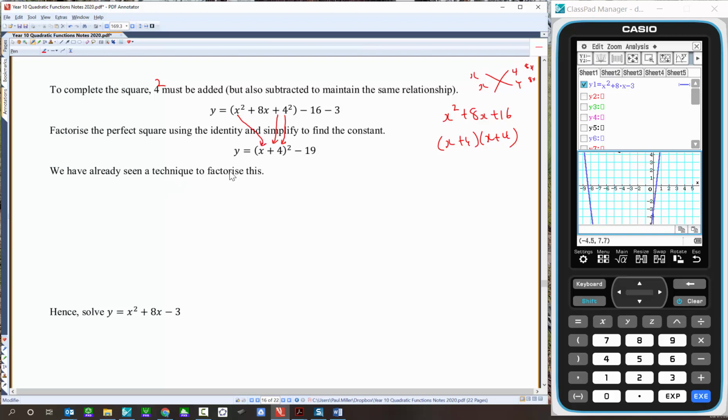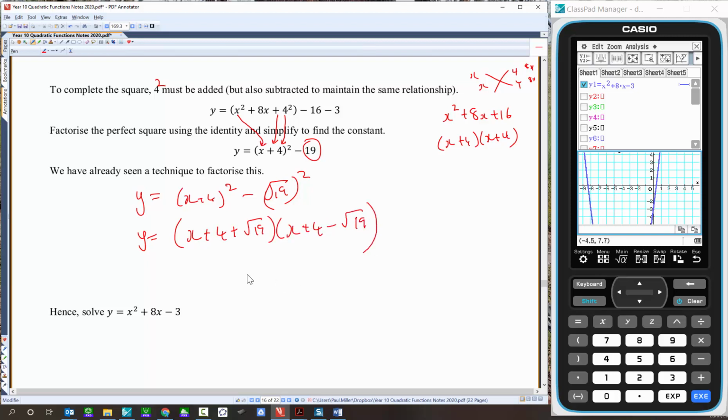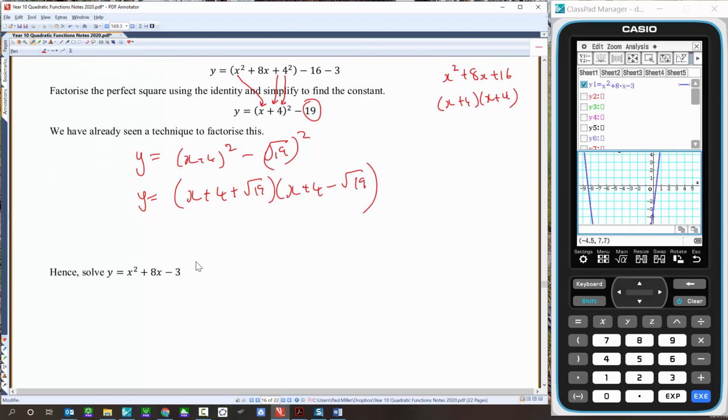So we have seen a technique to factorize this. What we do know is that this could be written as y = (x + 4)² − (√19)². Right, and then I can write this as (x + 4 + √19)(x + 4 − √19). I've just used dots. All right, so hence solve it.